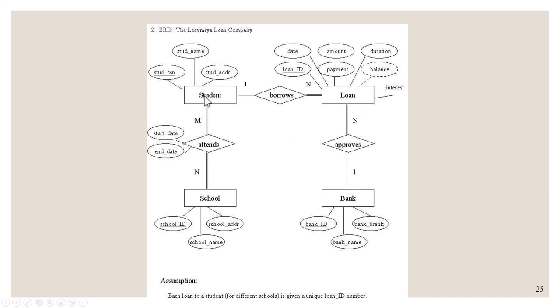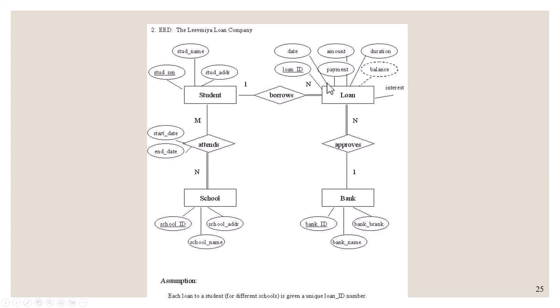Okay, so here we have many-to-many. So this is another way of indicating the cardinality. You could have just not done this, but this MN means many-to-many. This means that one-to-many, many-to-one. Okay. So this means that a student can attend many schools, and schools have many students attending it, right?